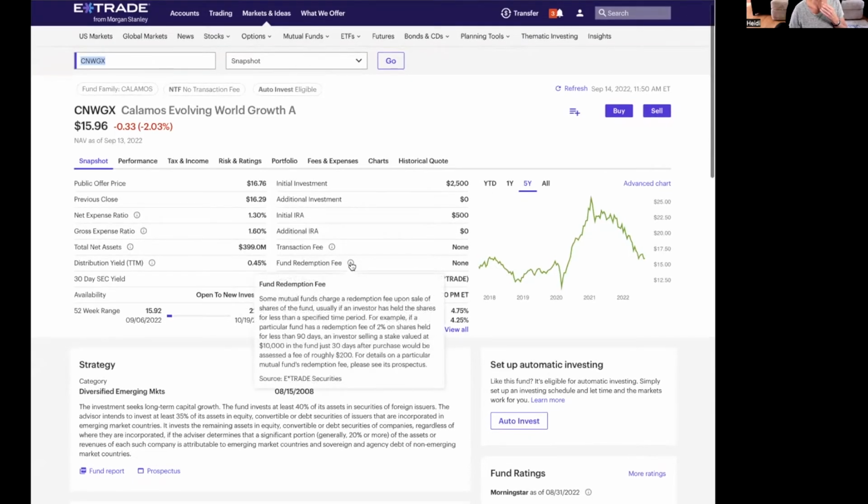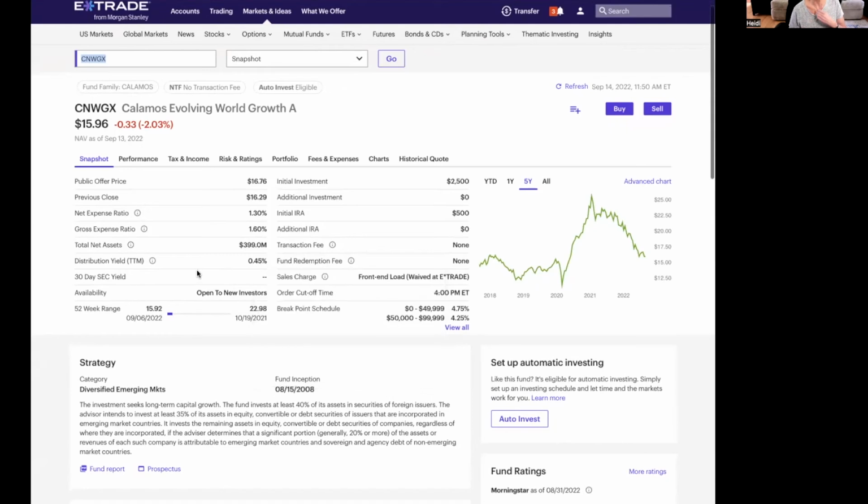The redemption fee means that I want to get my money back out before a certain amount of time. It might be 3 months, it might be 6 months, or it might not ever go away. So that's that redemption fee, is to pull your money back out. They may charge you $50 to get your money back. So your expense ratio right there is 1.6. You can see that there.